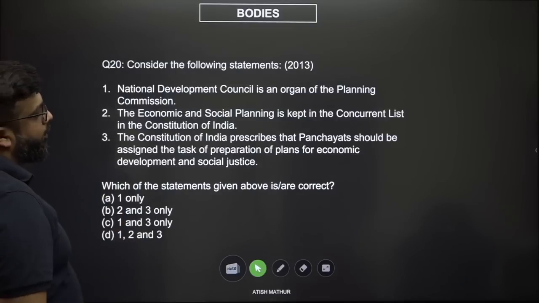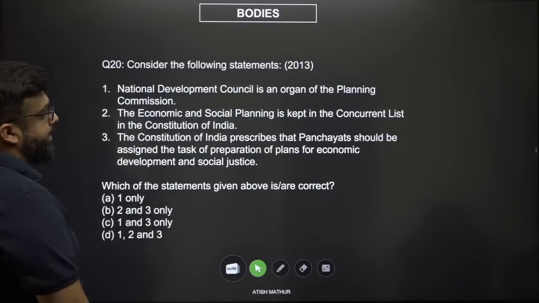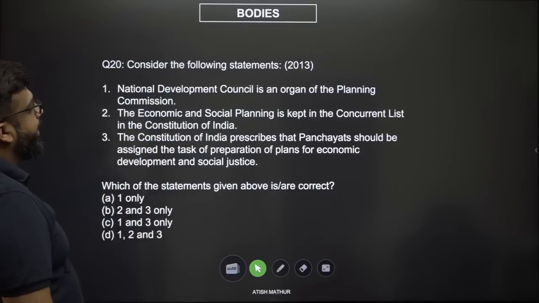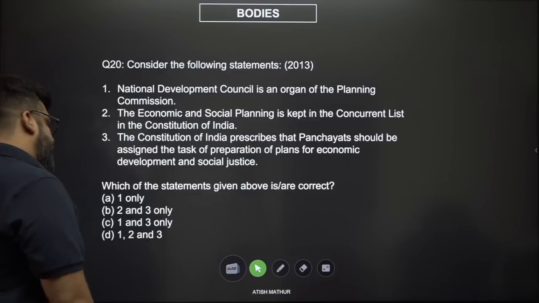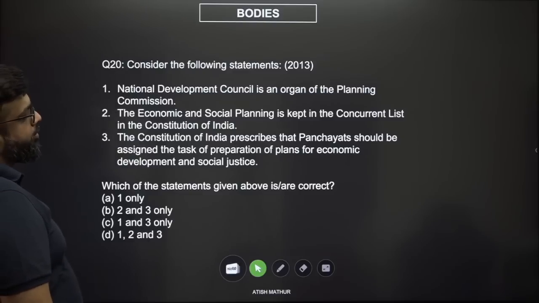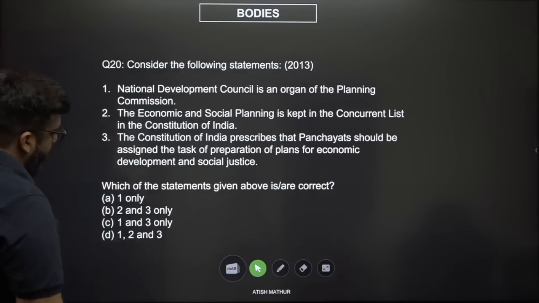20. Consider the following statements again, but NDC. NDC is an organ of the Planning Commission. The economic and social planning is kept in the concurrent list of the Constitution of India. The Constitution of India prescribes that Panchayat should be assigned the task of preparation of plans for economic development and social justice. 1, 2 and 3, 1 and 3, 1, 2 and 3. We've got 1 in 3 places and 3 in 3 places. Can we eliminate? Look at the first option.